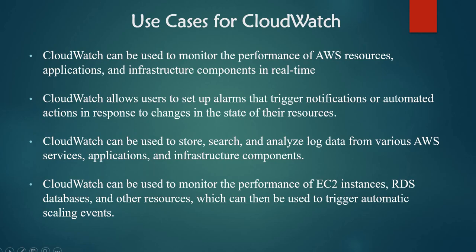The next is use cases for CloudWatch. CloudWatch can be used to monitor the performance of AWS resources, applications, and infrastructure components in real time. CloudWatch allows users to set up alarms that trigger notifications or automated actions in response to changes in the state of their resources. It can be used to store, search, and analyze log data from various AWS services, applications, and infrastructure components. And CloudWatch can be used to monitor the performance of EC2 instances, RDS databases, and other resources, which can then be used to trigger automatic scaling events.